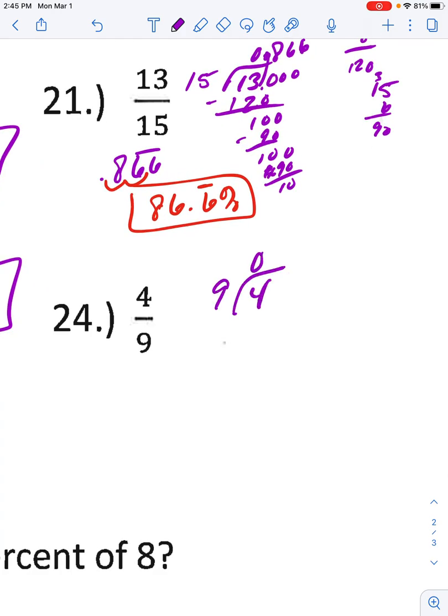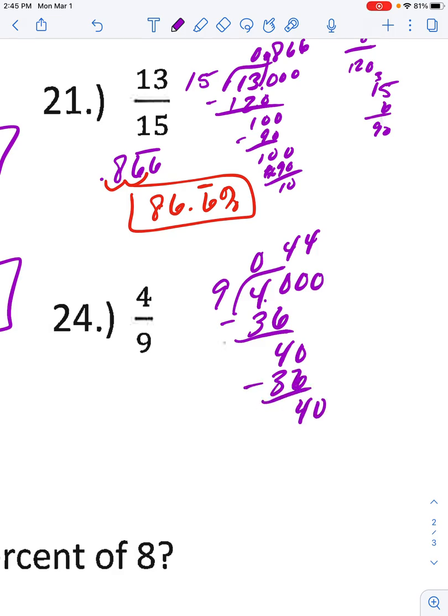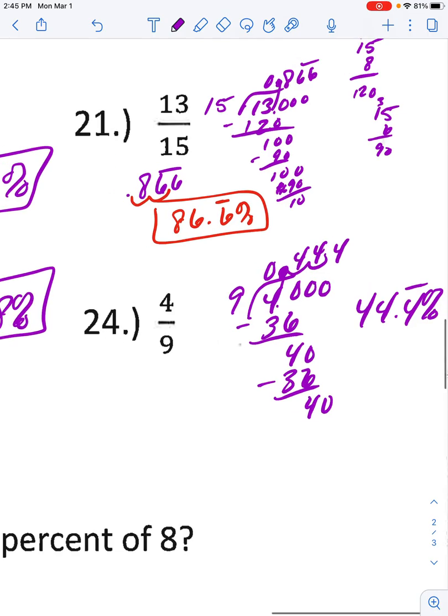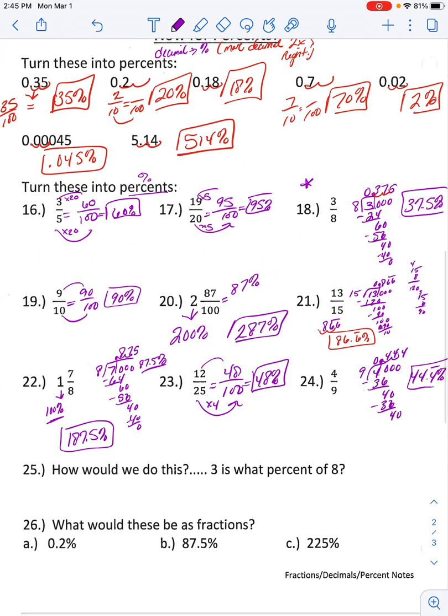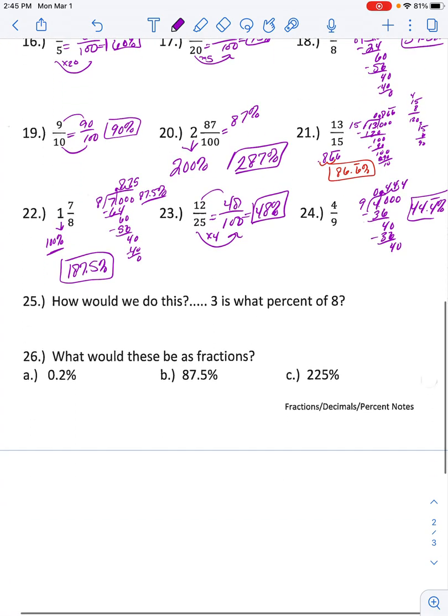4/9, we can't get there, so we're going to have to divide. And this one's also going to continue to repeat. So put your decimal up, move the decimal twice to the right. We have 44.4 repeating percent. Again, don't round, just if it's repeating, leave it alone. Put the bar over it.